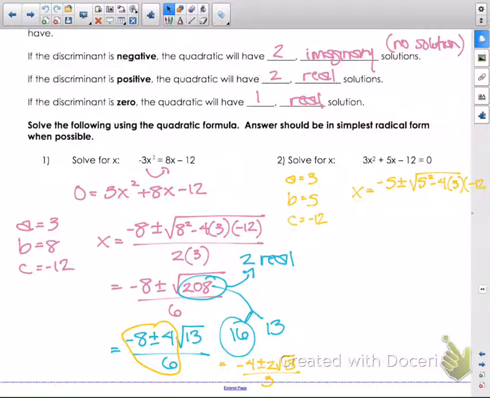So I plug everything into my formula, and the first thing I do is simplify everything under the square root, which we now know is called the discriminant. So take a minute on your paper.